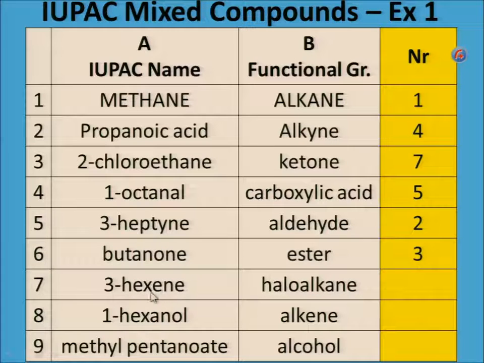3-hexene. If you see ene at the end of the name, you should know that we are talking about an alkene, therefore number 8. And then 1-hexanol. If you see an ol at the end of the name, you should immediately think about an alcohol, which is at number 9. And the last one, methyl pentanoate. You should know that if it's oate at the end, we are talking about an ester. And an ester is at number 6.